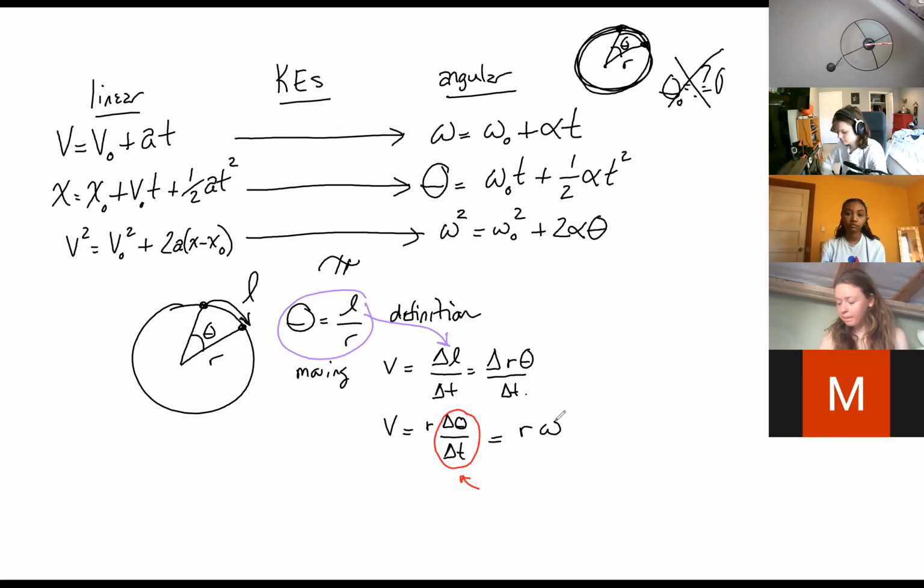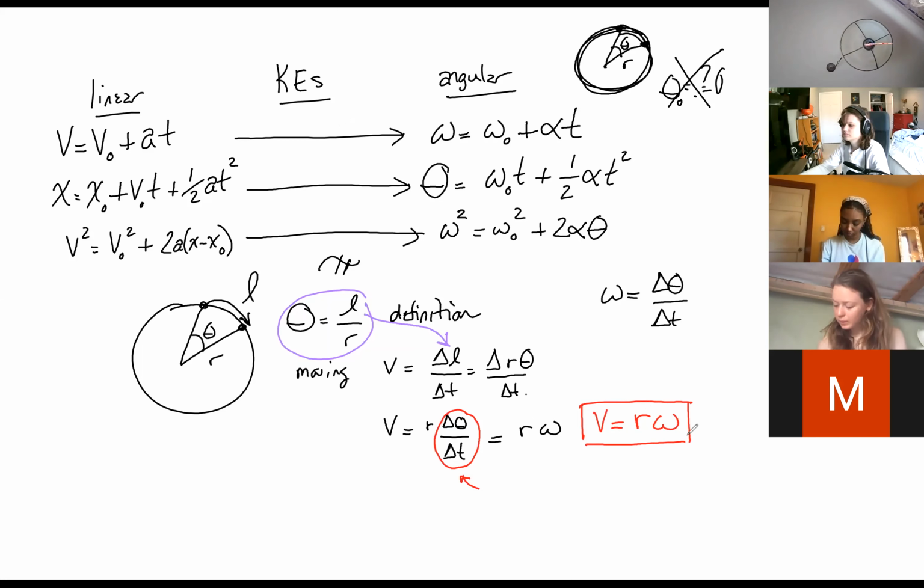Delta theta over delta t is the definition of omega because omega is angular velocity, and that's how much angular position has changed as a function of time. Very cool. All right, so this means that, I'll just put it in red, the whole thing. The way that we connect angular space to linear space for velocity is like this.